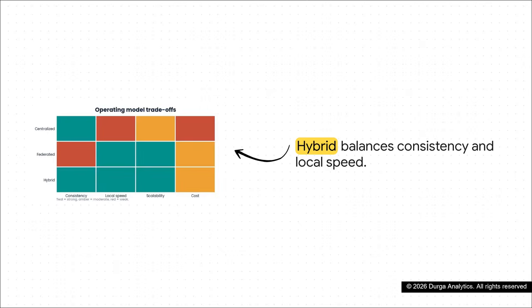At a large scale, a central team just becomes a massive bottleneck. Then you look at federated. It's lightning fast locally, but there's a glaring drop in consistency, which brings a huge risk of duplicated effort across the company. But hybrid? It gives you strong consistency, great speed, and excellent scalability, with only moderate coordination costs. It really is the balanced path.